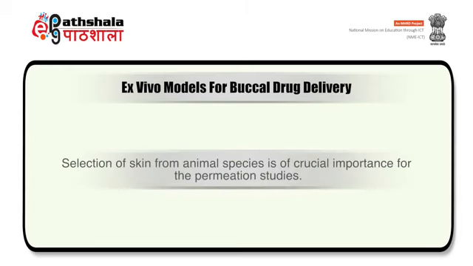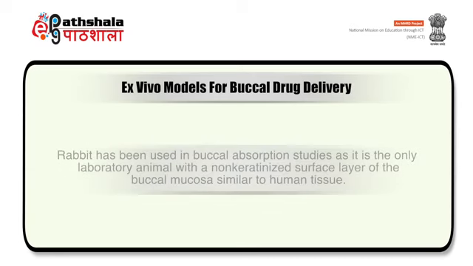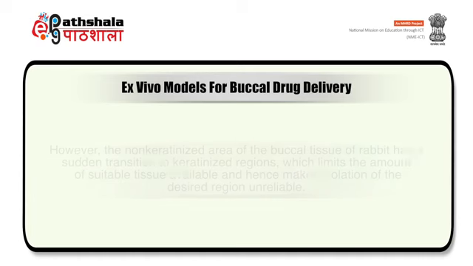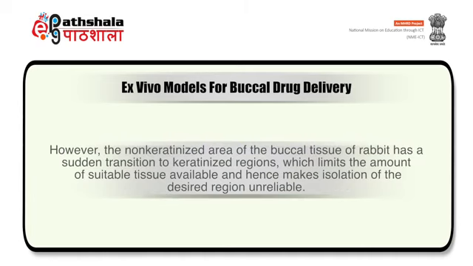Selection of tissue from animal species is of crucial importance for the permeation studies. Rabbit has been widely used in buccal absorption studies as it is the only laboratory animal with a non-keratinized surface layer of the buccal mucosa similar to that in human tissue. However, the non-keratinized area of the buccal tissue of rabbits has a sudden transition to keratinized regions, which limits the amount of suitable tissue available and hence makes isolation of the desired region unreliable.